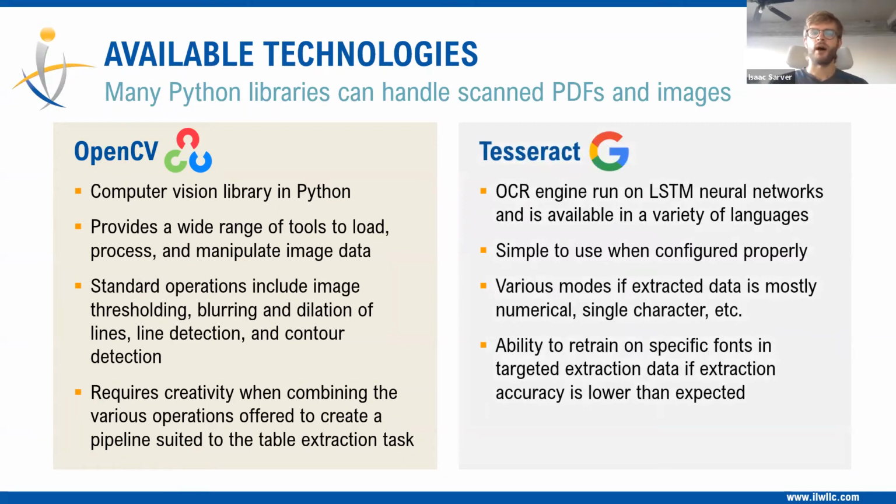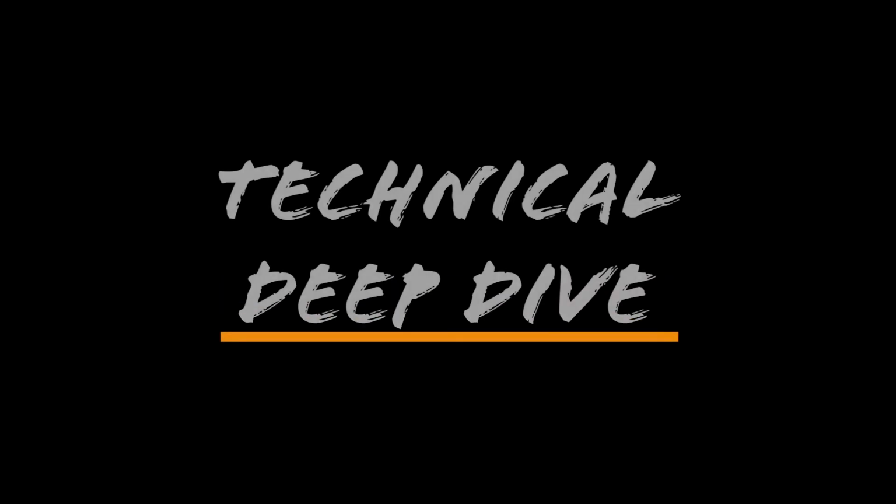Tesseract is an open source optical character recognition engine sponsored by Google, which runs on LSTM networks and is available in a variety of languages. It is a straightforward out-of-the-box tool for OCR and has various modes available for different data types. It can also be retrained on specific fonts or text data if needed.